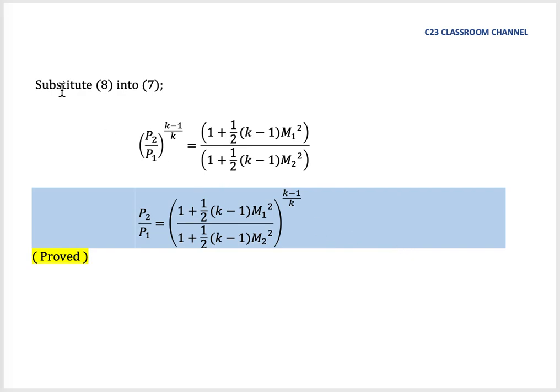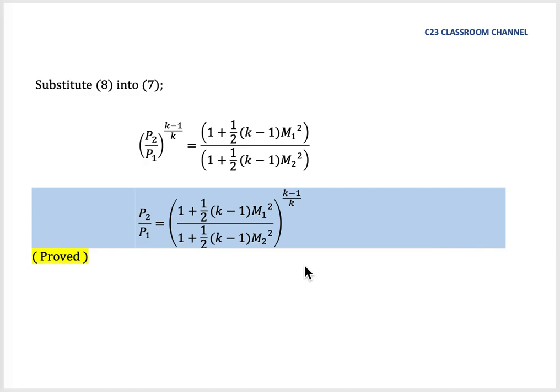Then we substitute equation 8 into equation number 7. So we have P2 over P1 to the power of K minus 1 over K, and then we have 1 plus 1 over 2 times K minus 1 times M1 squared, over 1 plus 1 over 2 times K minus 1 times M2 squared here, and then we rearrange the power to the right side. We can say that the isentropic flow equation for the ratio of pressure can be written as this one.